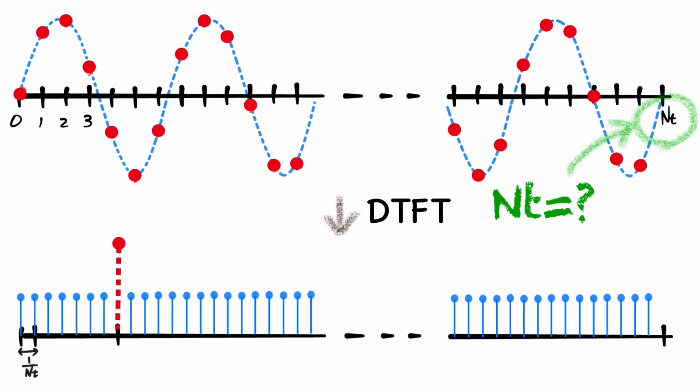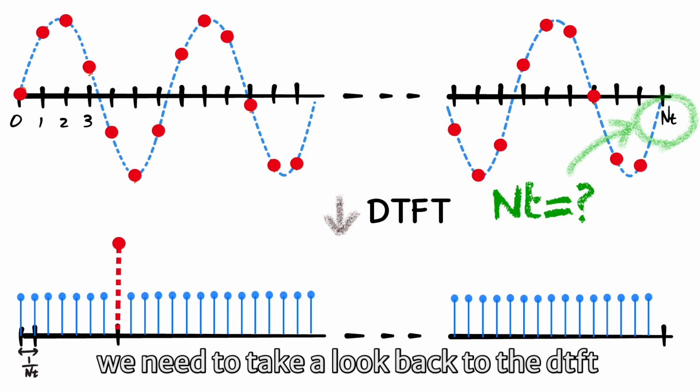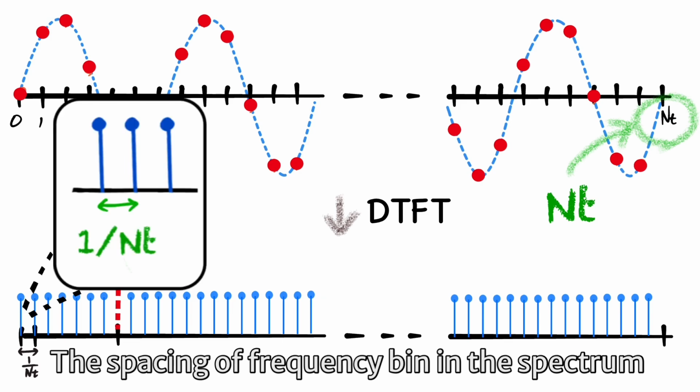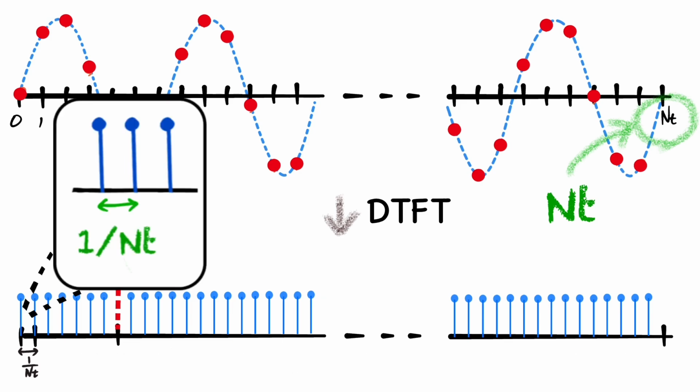To answer that, we need to take a look back to the DTFT. Suppose we have NT samples. The spacing of frequency bin in the spectrum will be 1 over NT. We call it delta F.